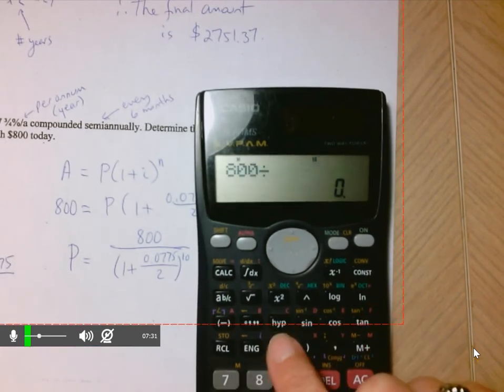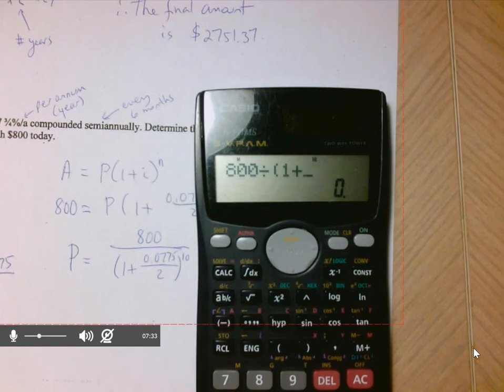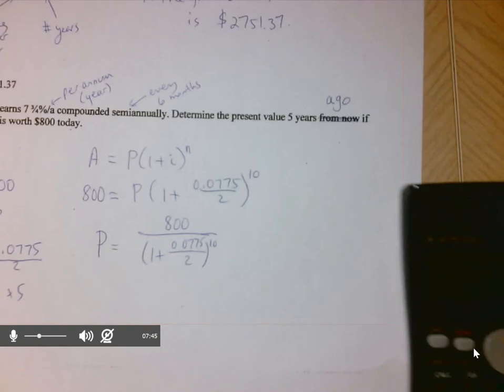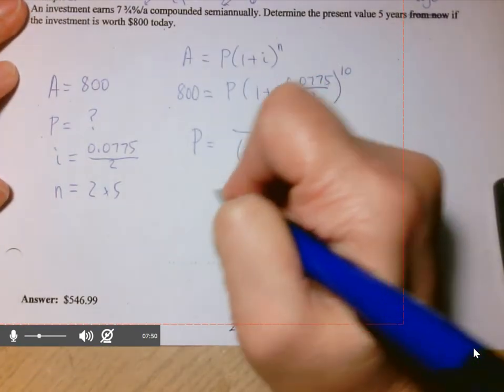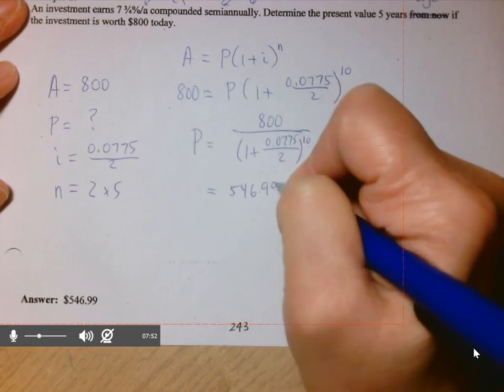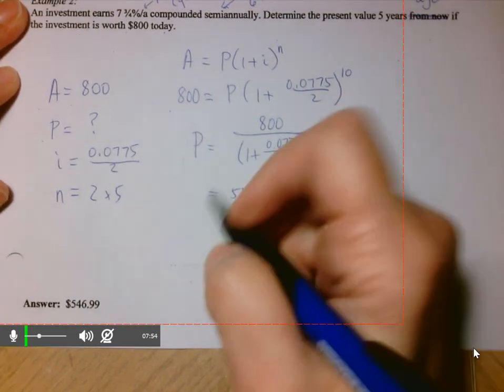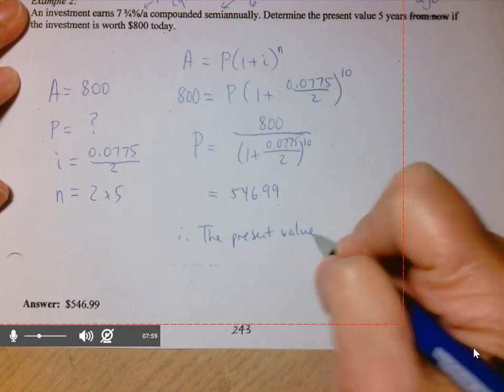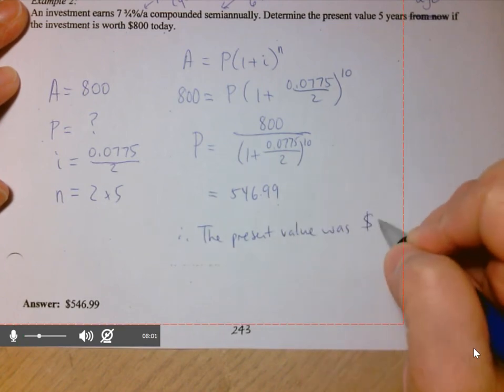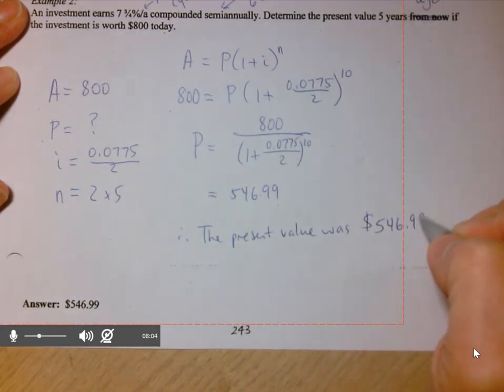800 divided by, I'm going to open a bracket, 1 plus 0.0775 divided by 2, close bracket, to the exponent 10. And I get 546.99, which happens to be the right answer, so that's good. 546.99. Okay, answer in a sentence. Therefore, the present value was, with dollars and 2 decimal places.